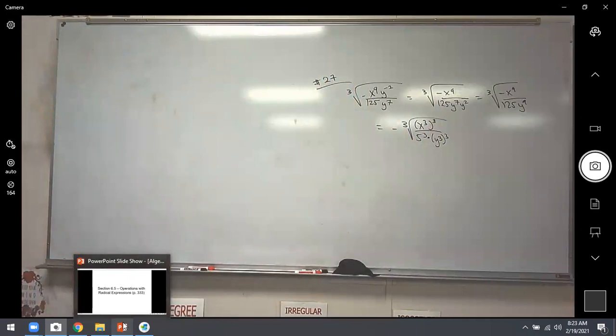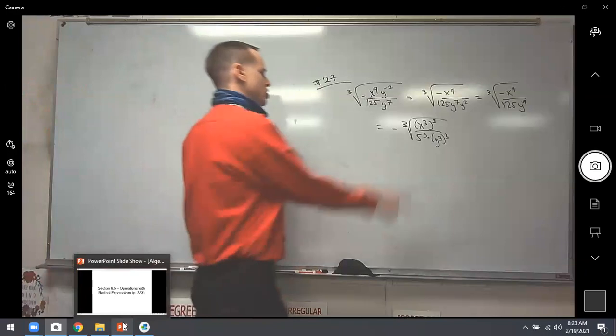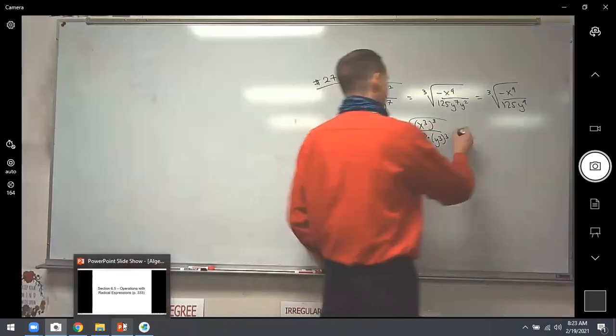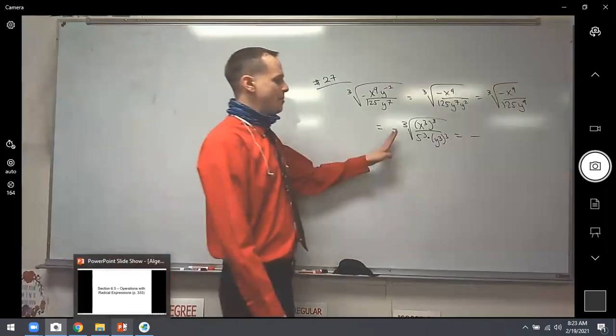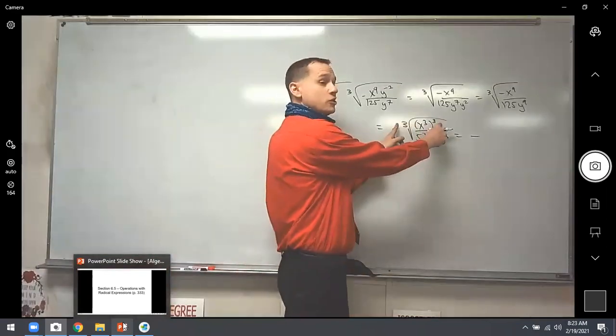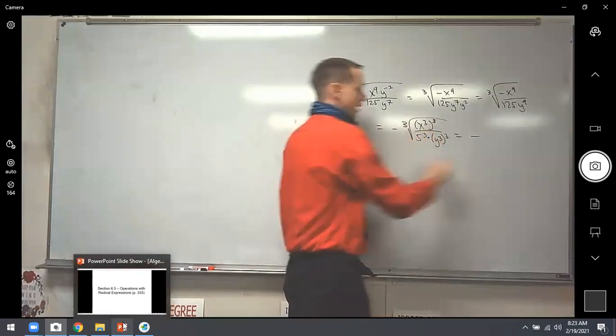Any questions over that? And the whole reason we're writing these things as cubes is because the cubic root and the cubes will cancel. So finally, in the end, we have a negative on the top of my fraction. The cubic root and this cube will cancel. And that just leaves me with x cubed.